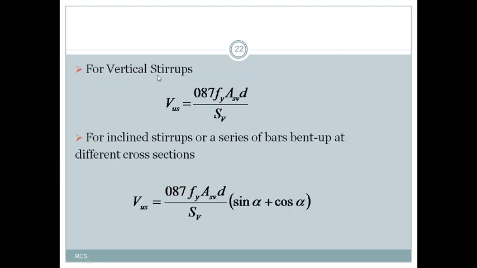Right. If there is a vertical stirrup, then the shear resisting capacity of a vertical stirrup can be calculated by using this formula: 0.87 Fy ASV into D by SV. And for an inclined stirrup, Vus is equal to 0.87 Fy ASV into D by SV into sin alpha plus cos alpha. Generally, this angle will be 45 degrees. That is given in the code also.